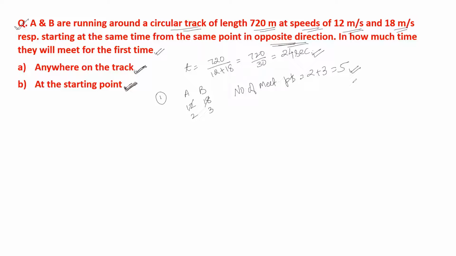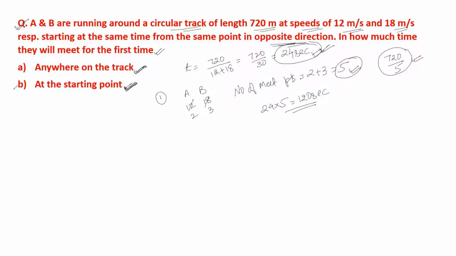And the points would be symmetrical to each other, that is at a distance of 720 by 5 from each other. So the time to meet at the starting point for the first time would be the time to meet for the first time anywhere on the track times the number of meeting points, which would be simply 24 into 5, that is 120 seconds.